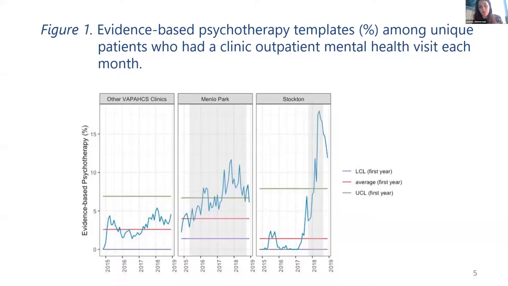So if I just show this figure here, we've been looking at when we do these interactive and dynamic data visualization exercises with these multidisciplinary mental health provider teams at the point of care in their outpatient clinics. Then if you look here where the y-axis is showing what proportion of the patients are getting evidence-based psychotherapy around these clinics, and you're seeing several years of time across the x-axis, this is statistical process control.